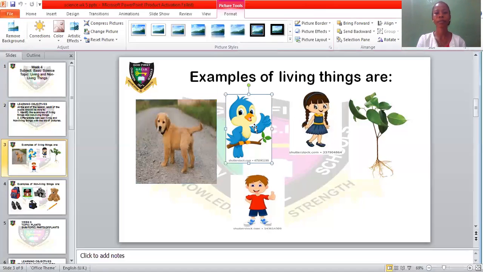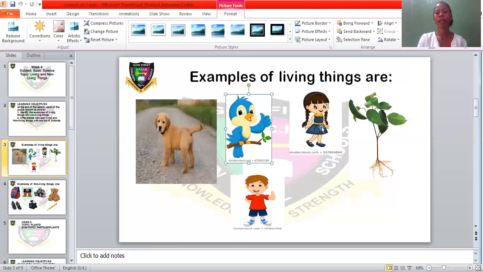Let's look at the next picture. A bird. A bird can fly. Bird can eat. Bird can see. So bird is an example of what? A living thing, because the bird can fly, the bird can eat, and the bird can see. Now look at the picture of a girl.